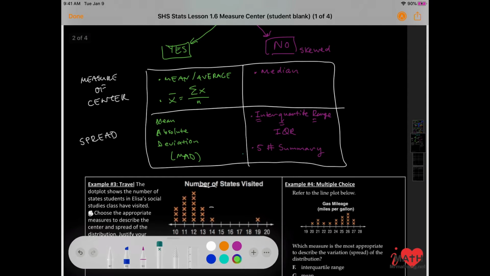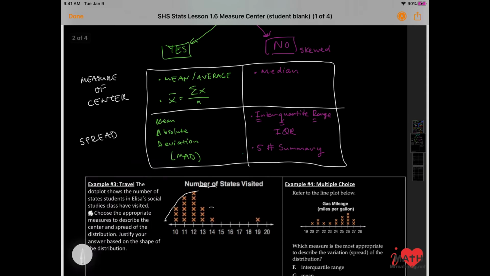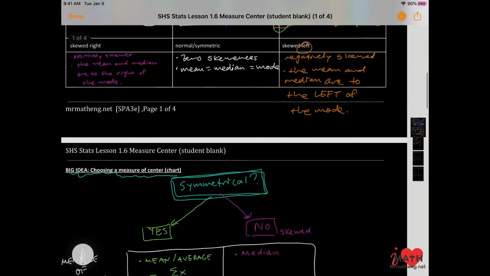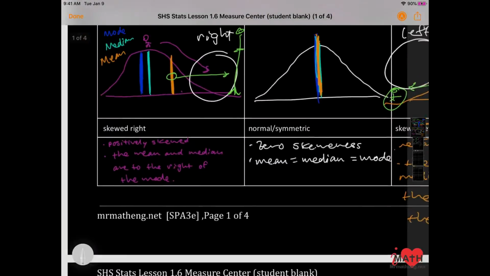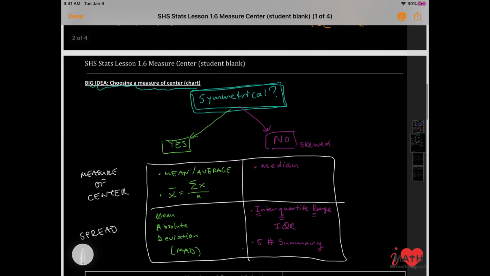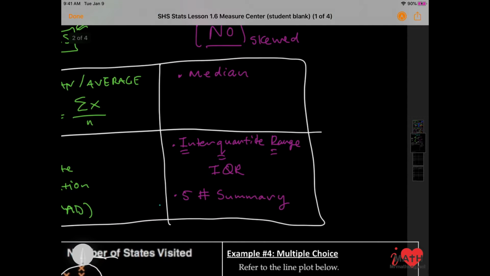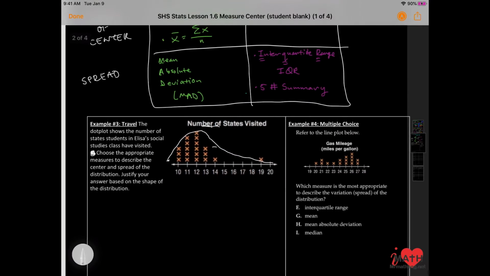So you have something like this, that means it's what? Skewed right, okay? Well, if it's skewed, that means our median and our IQR is the best way. So let's write that.